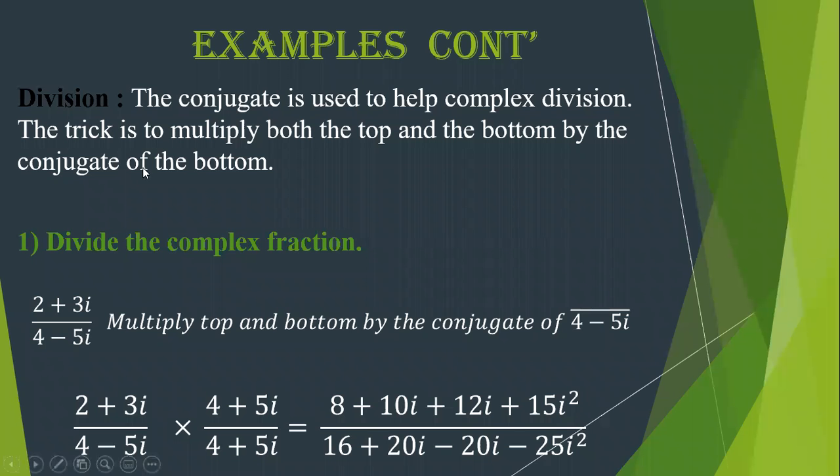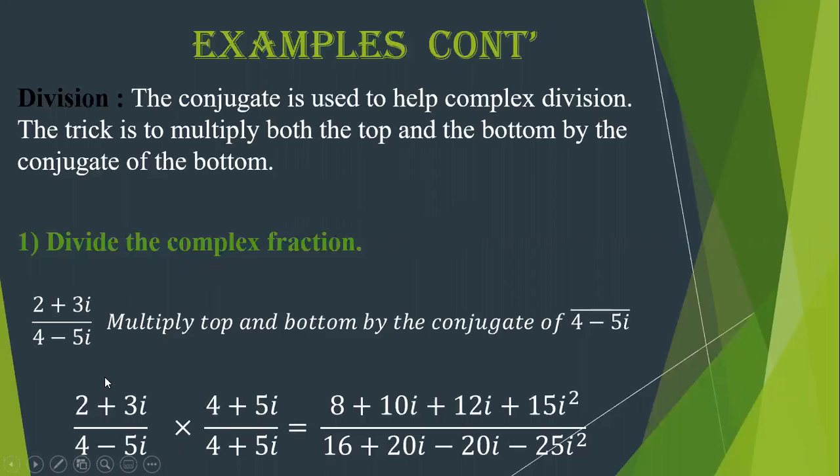Let's look at division. So the complex conjugate is used to help with complex division. The trick is to multiply the top and the bottom by the conjugate of the denominator. All right, let's try this example: 2 plus 3i divided by 4 minus 5i.